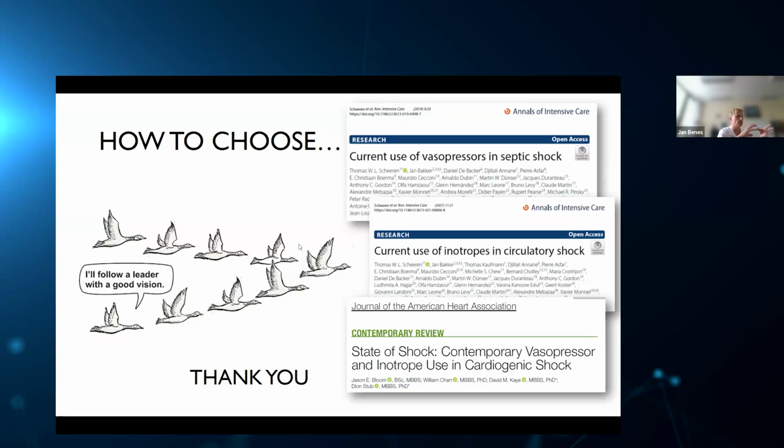So if you would like to read more, you've got 3 papers in here, which I really invite you to read. All of them are open access. So you can read the consensus recommendation for use of vasopressors in shock, and to use inotropes in cardiogenic and any kind of circulatory shock. And I thank you for the invitation, and I end here. Thank you.